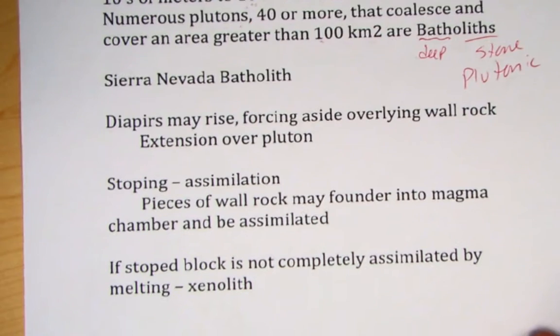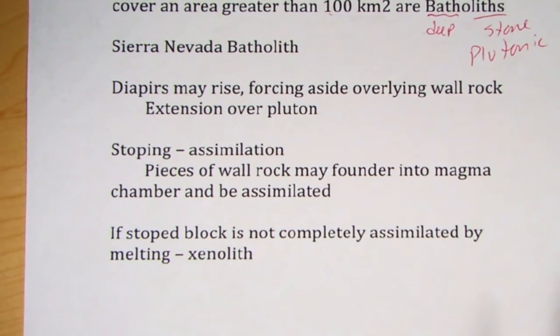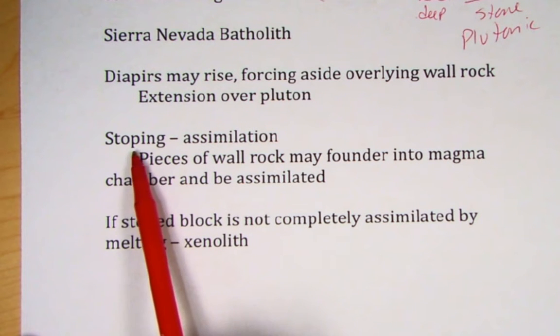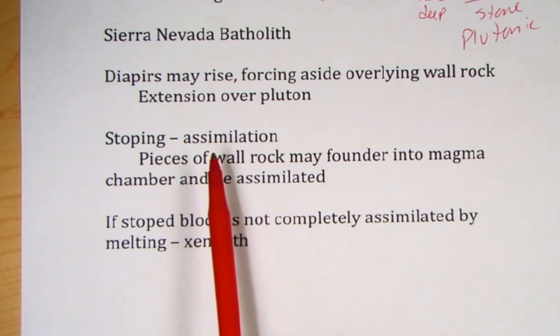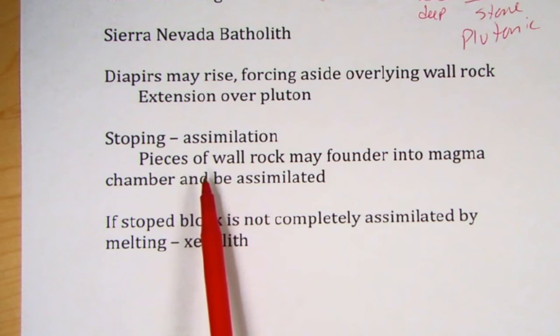Other things that may happen to get these plutons up toward the surface or shallower levels in the crust is you may see stoping. And stoping is basically pieces of the country rock falling down into the magma chamber, right? And so when stoping occurs, some of that country rock that falls into the magma may be assimilated, right? And if it's assimilated, then the chemistry of the magma will change.